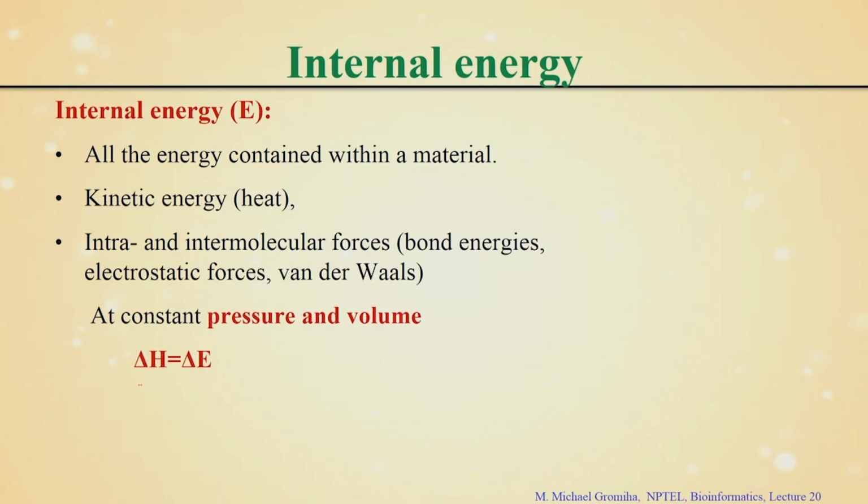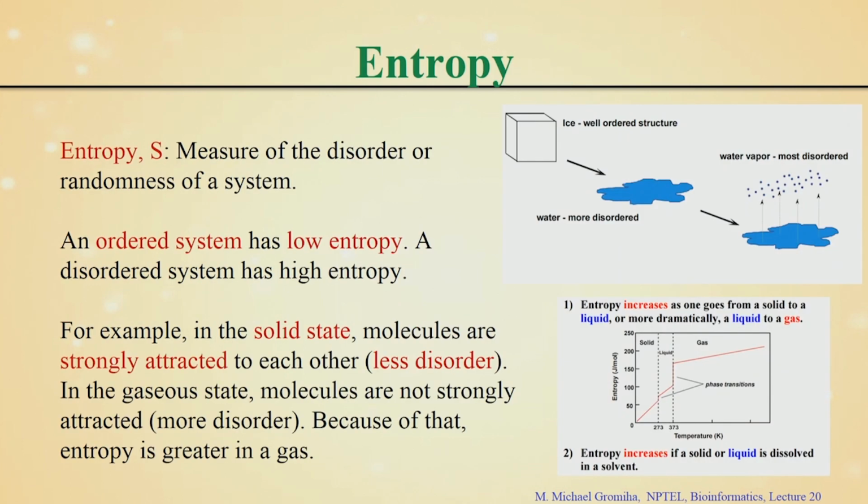Internal energy represents all the energy contained in the material, for example kinetic energy, or intramolecular interactions like bond energy, electrostatic energies, van der Waals force and so on. At constant pressure and volume, delta V equals 0, so delta H is equal to delta E. You can represent delta H as the internal energy of the system, that means different types of interactions.